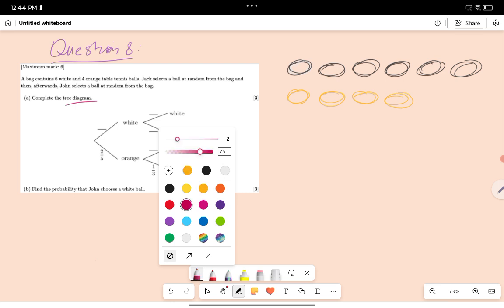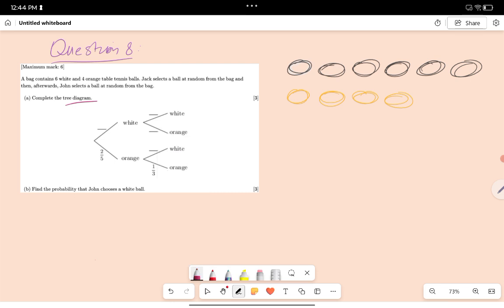And then Jack selects a ball at random from the bag, and then afterwards John selects a ball at random from the bag. So what he does, guys, he has a bag with those 10 balls, right? 1, 2, 3, 4, 5, 6, 7, 8, 9, 10. And he takes one out. So then we have 9 balls. And then he takes one out again, right? So he takes 2 balls in total. All right, so complete the tree diagram.